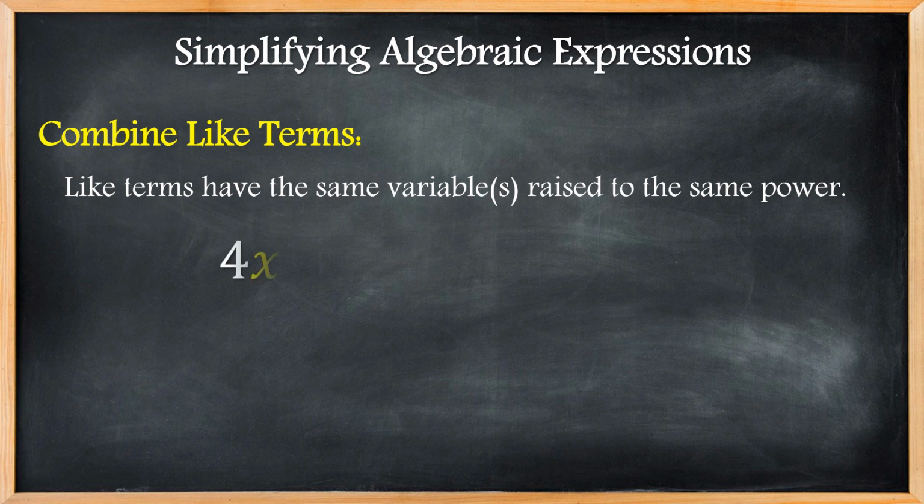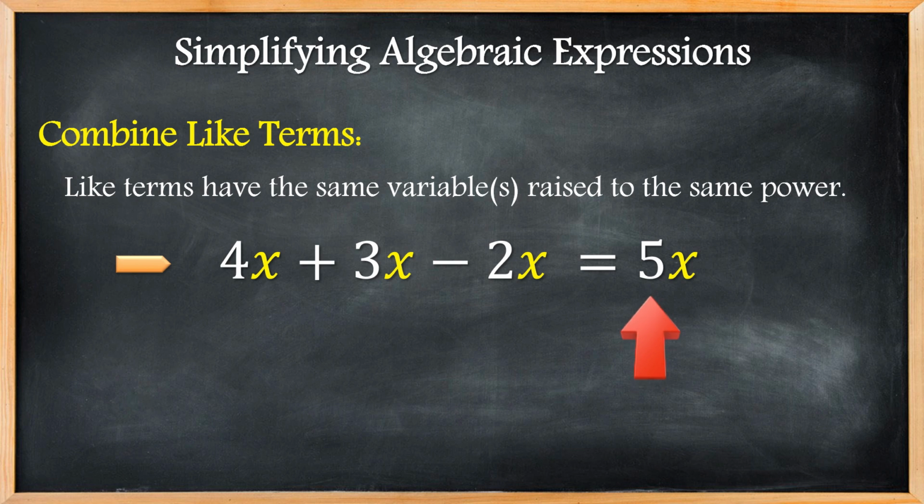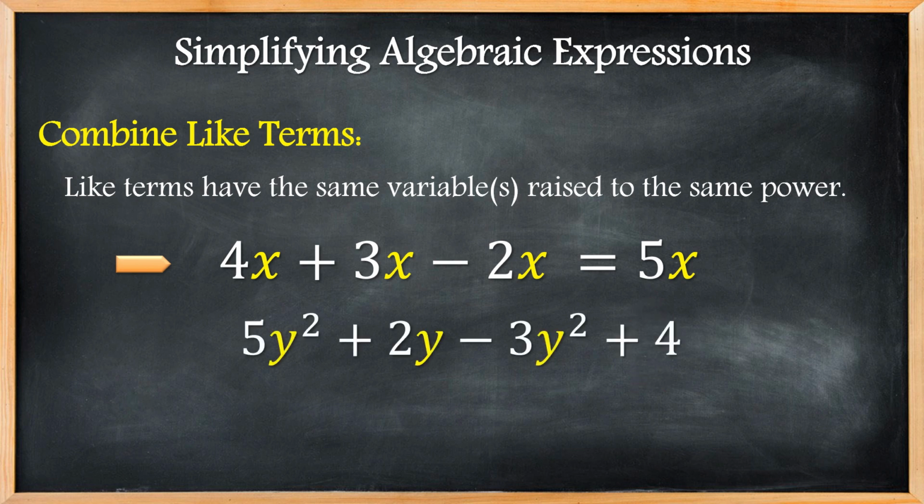For example, in the expression 4x plus 3x minus 2x, all the terms have the variable x, so we can combine them. Let's see how. We add the coefficients. 4 plus 3 is 7, and then subtract 2, which gives us 5. So the simplified form of the expression is 5x. Let's look at another example.